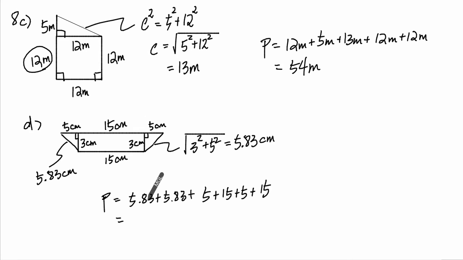So if I add up all of these guys, that gives me 40 centimeters. And if I add up 5.83 plus 5.83, I get 11.66 centimeters. Add those two together to get a total perimeter of 51.66 centimeters.